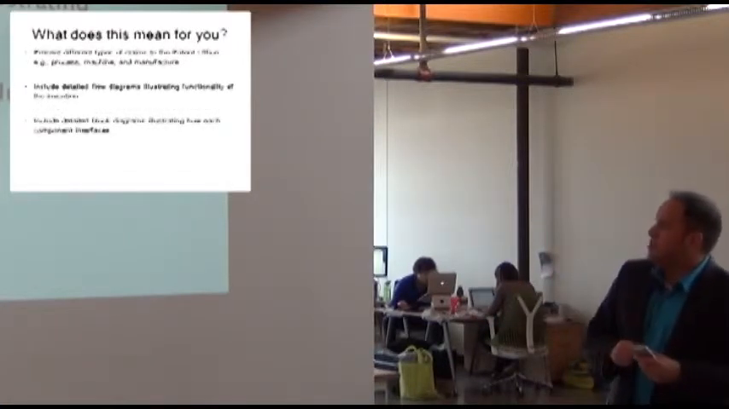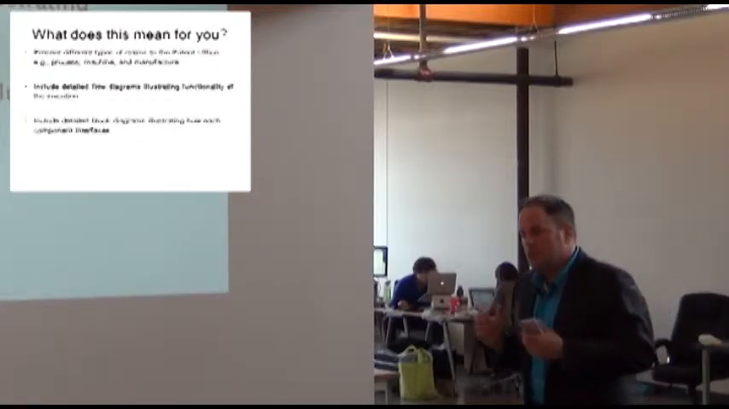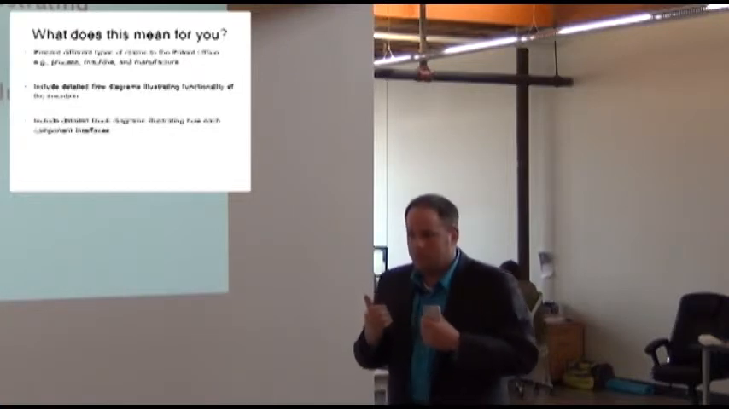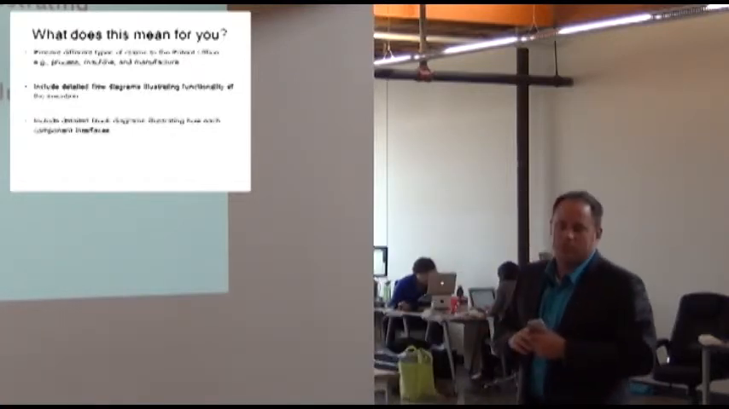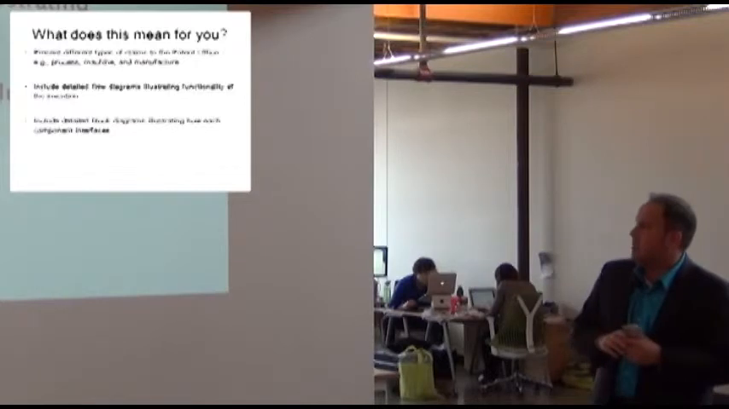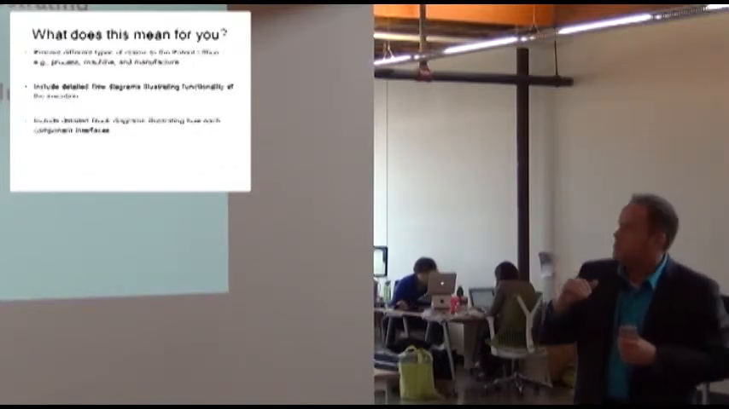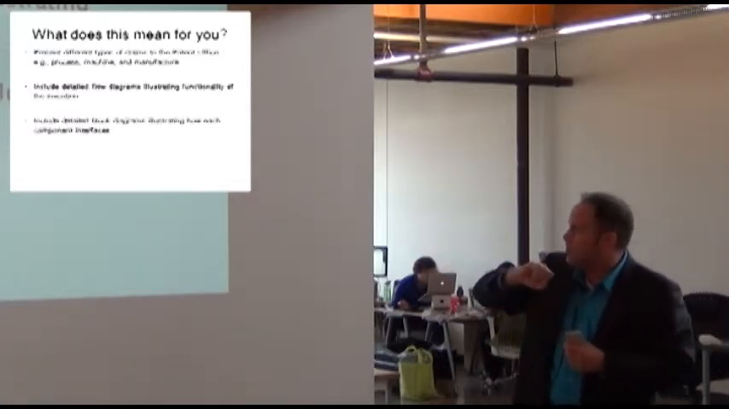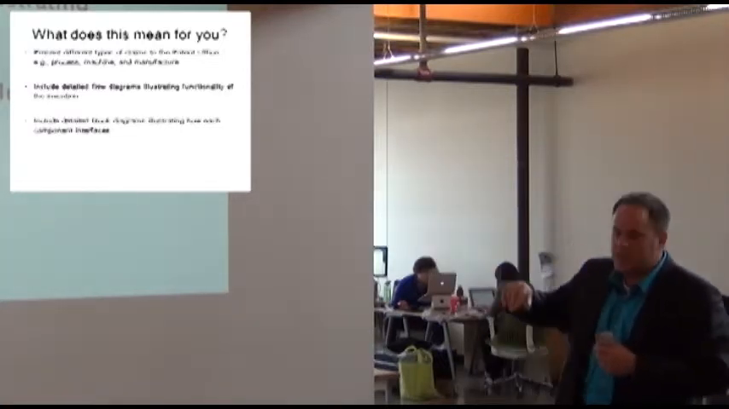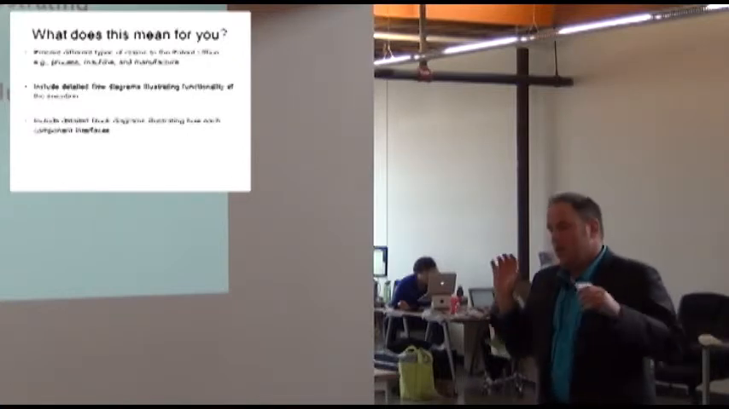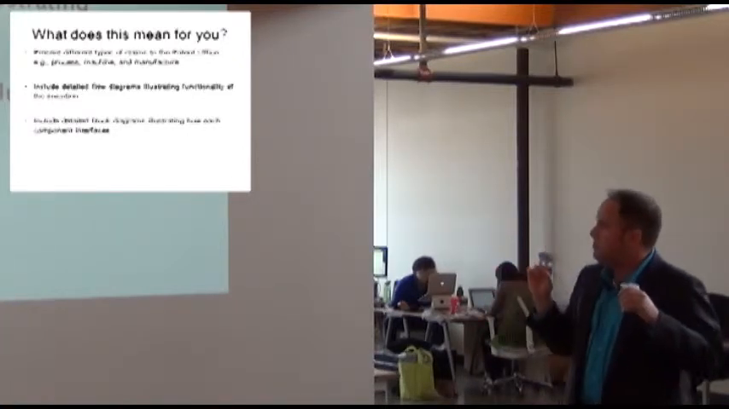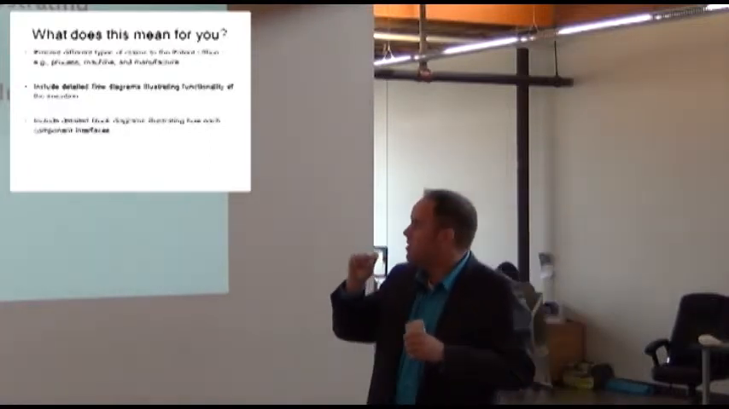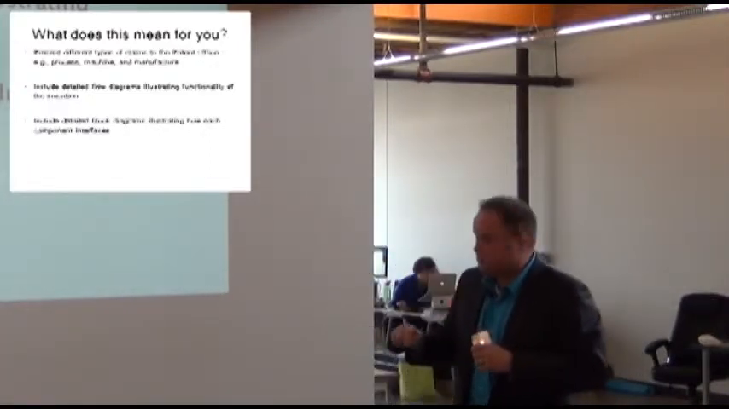Now, what does this mean for you? Well, if you're doing your own application or you're going to a patent attorney to have them prepare a patent application, make sure to present different types of claims to the patent office. Maybe one directed towards a process, one to a machine, or one to the manufacture, the storage medium having the computer code. Make sure to include one or more flow diagrams that illustrate the functionality of the invention.